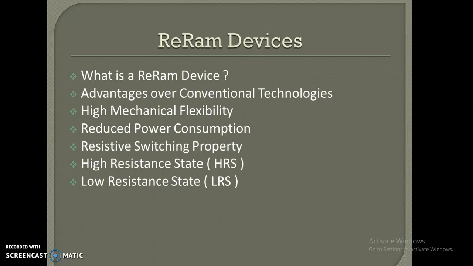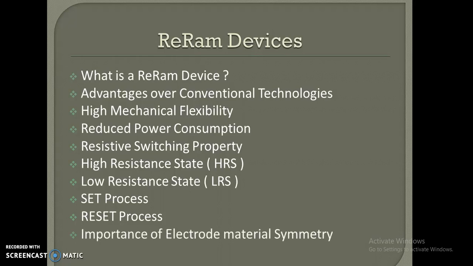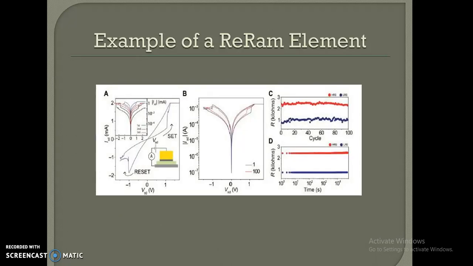We also like to discuss the high resistance state and low resistance state, and the set process and reset process. What are the set process and reset process? The set process is a process where at 1 volt an abrupt increase in current is observed as the device switches from a high resistance state to a low resistance state. This is known as the set process, and the contrary process is known as the reset process. And this is the experimental setup of the ReRAM devices.